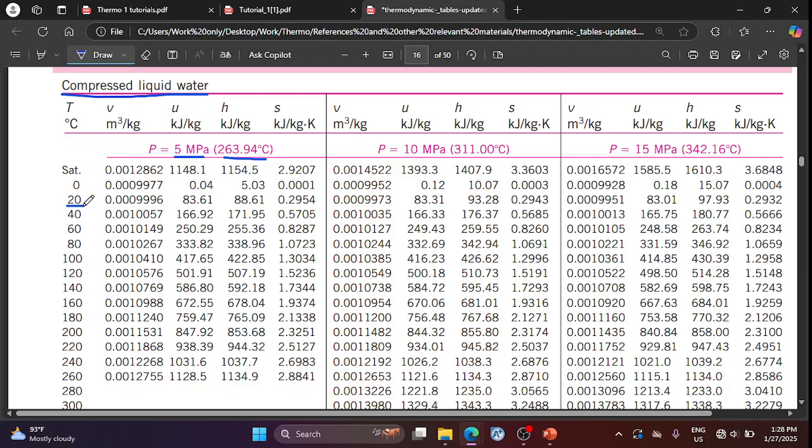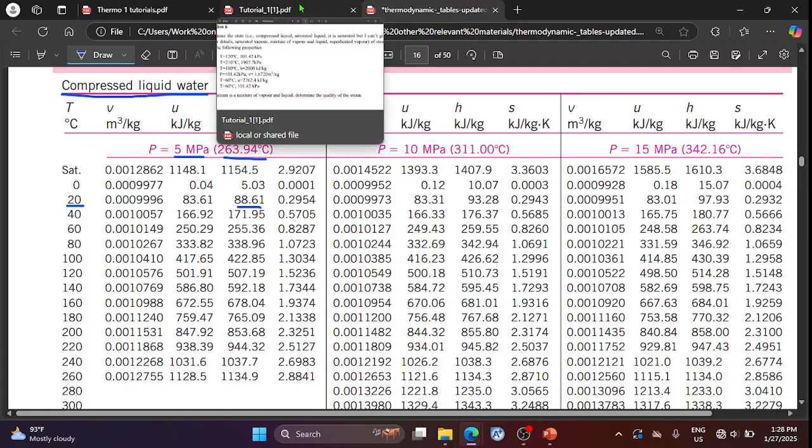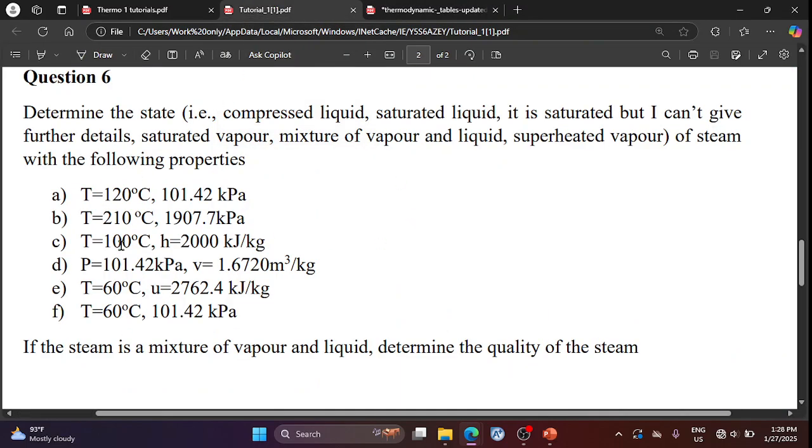So at something like 20 degrees Celsius and 5 megapascal, if I read an enthalpy value of 88.61, I know that it's a compressed liquid, or compressed water. But we don't really work so much with compressed liquid water. It's good to know it, but usually it's steam and saturated water that we work with. So let's look at the tutorial questions.